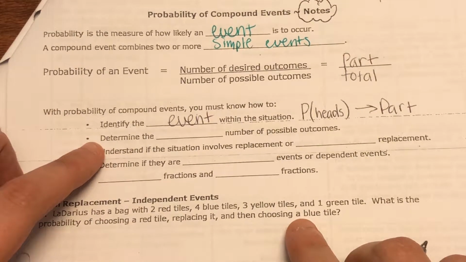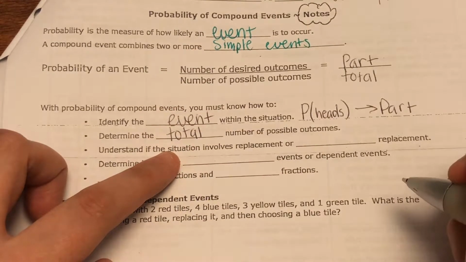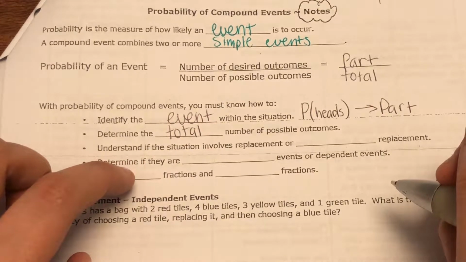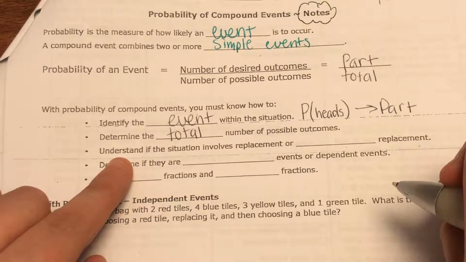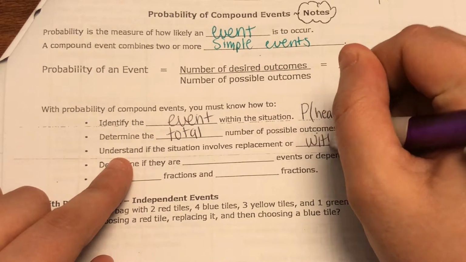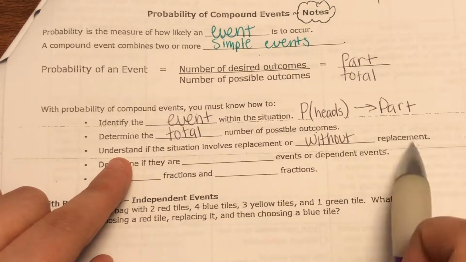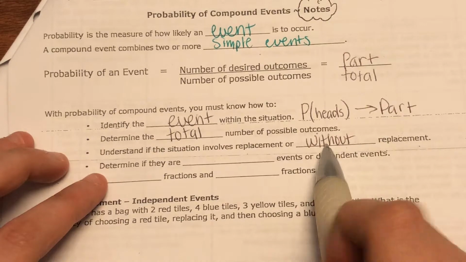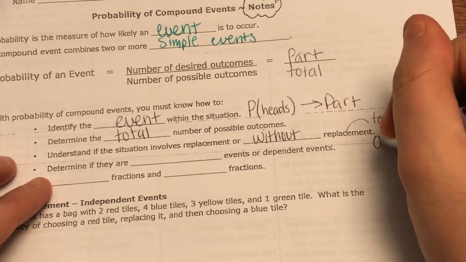The next thing is determine the total number of possible outcomes, so how many outcomes you have in total. Understand if the situation involves replacement or without replacement. Replacement means I put it back in. Without replacement means I take it out. So without replacement means the total changes.